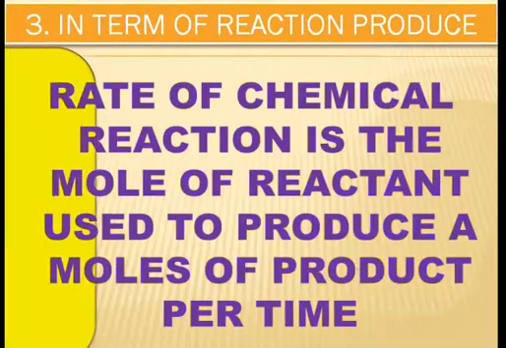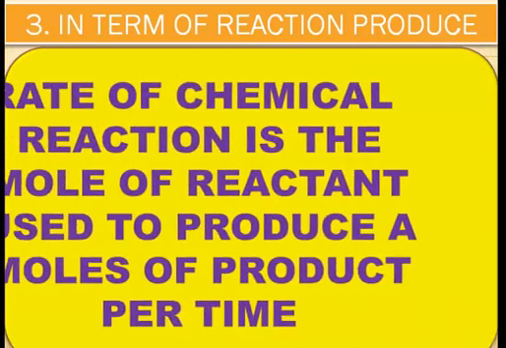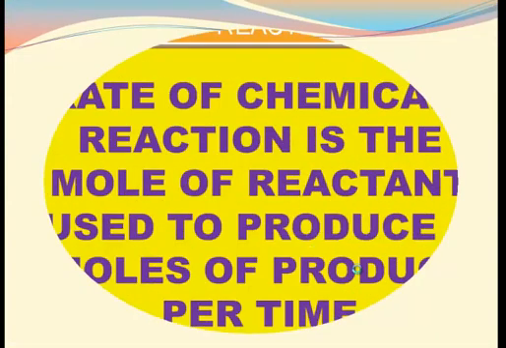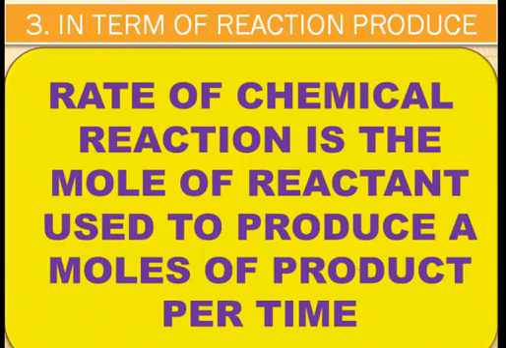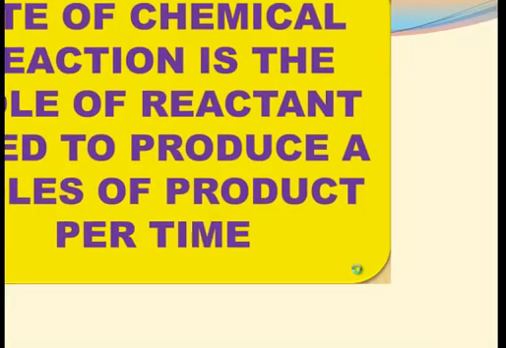And then we can also define rate of chemical reaction in terms of the reactant, how it is used up or how the product is produced. If that is the case, we say that rate of chemical reaction is the moles of the reactant used to produce a mole of product per unit time. In whichever way it is said, rate of chemical reaction is the speed at which chemical reaction occurs.